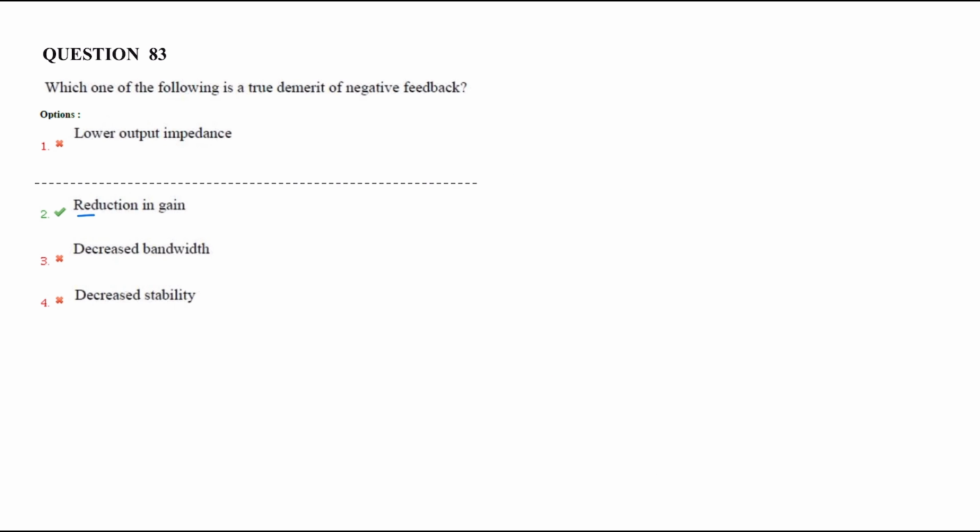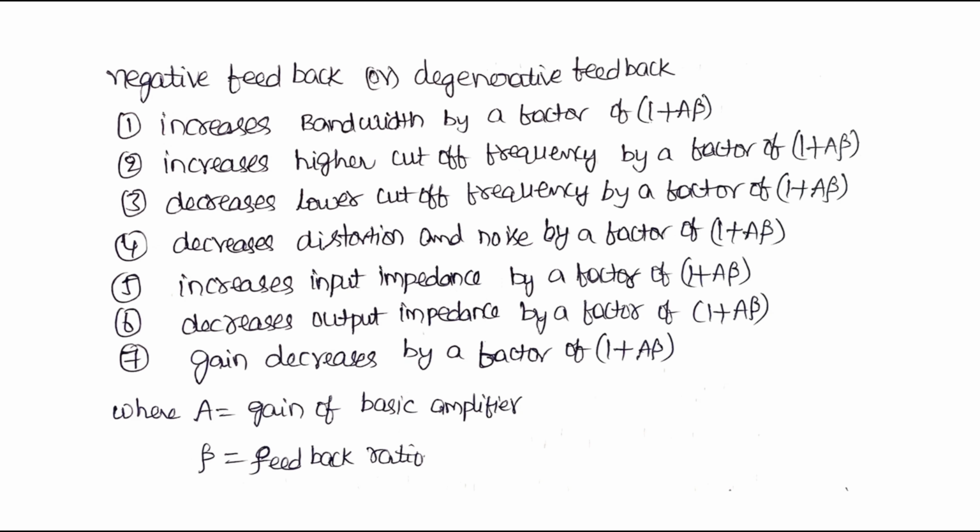Which of the following is a true demerit of negative feedback amplifiers? So negative feedback or degenerative feedback increases the bandwidth. It is increasing higher cutoff frequency, decreasing lower cutoff frequency. Obviously, bandwidth is increasing, and then it decreases the distortion and noise by a factor of 1 plus A beta. Negative feedback decreases distortion and noise, increases input impedance, decreases output impedance. But because of negative feedback, gain decreases.